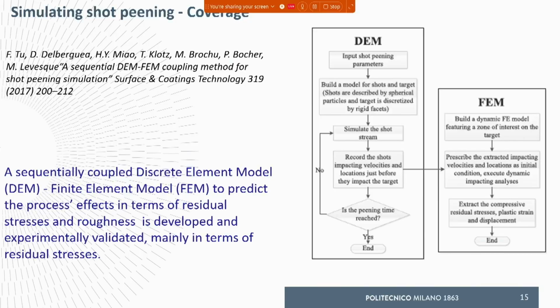Okay, so in the DEM model, he inputs the shot peening parameters, builds a model for the shot and target material by considering rigid faces, rigid bodies, simulates the shot flow, the shot stream, and then records the final result: the velocity at the impact and the location of the impact. Okay, and then these results are the input of the finite element model where we can analyze the residual stresses, the surface work hardening, and so on.